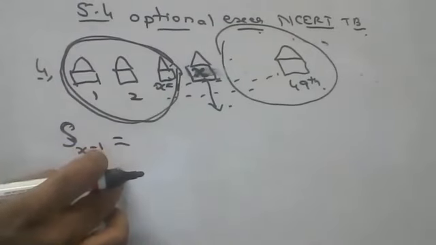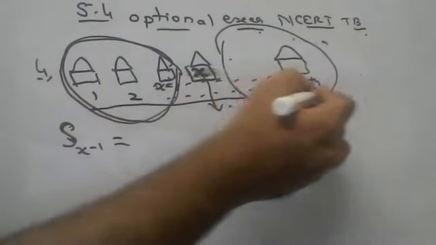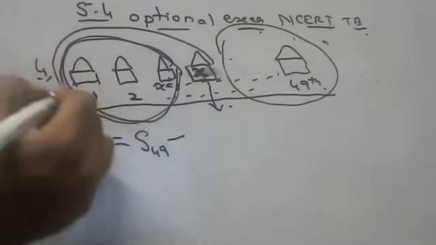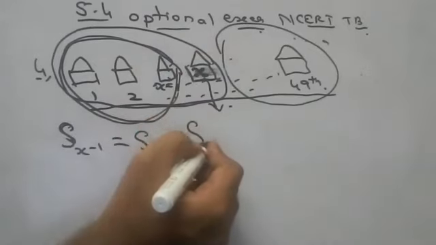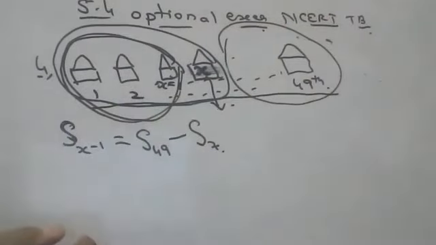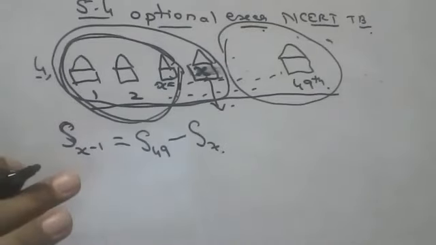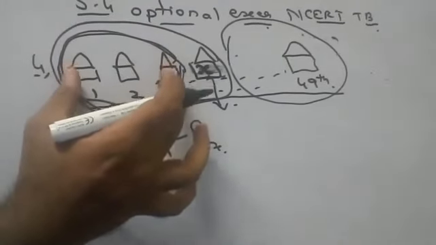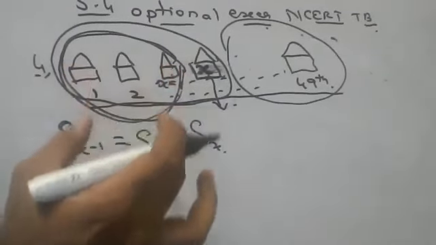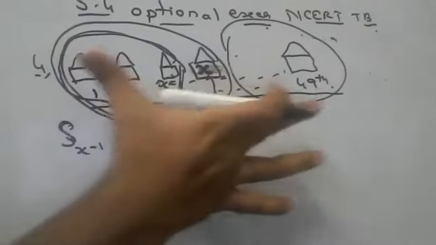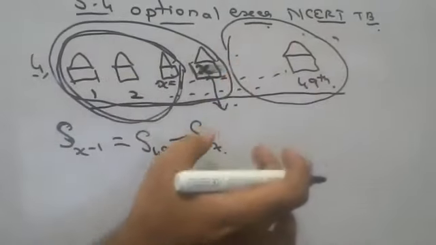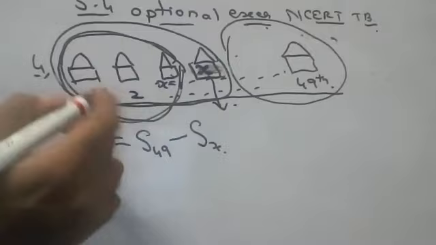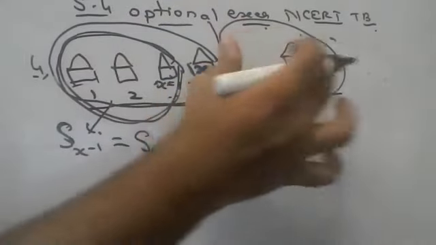So what I will do is find the total sum of 49 houses. From that, I will subtract the X houses. Then I will get these houses, children. Again, don't get confused, children. The sum of all houses up to here will be equal to all houses minus this part. This will give these houses.